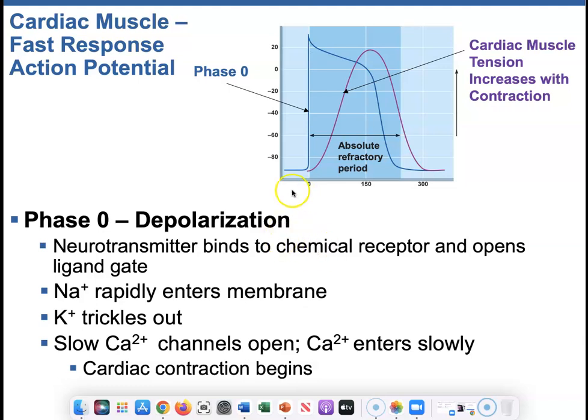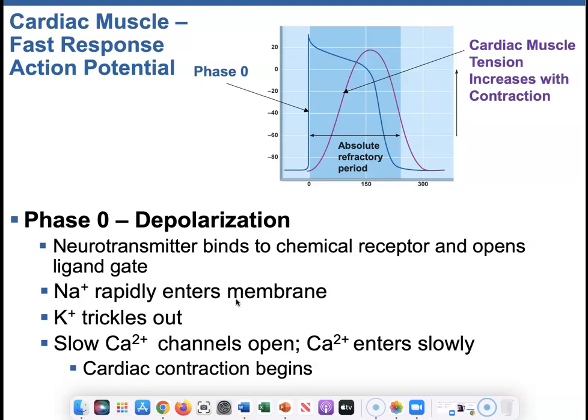If this was in the ventricles, exactly the same. This is the depolarization of the cardiac muscle cell in the ventricles. So what you're seeing is, okay, there goes the depolarization. So what happens is, just like before, sodium is going to rapidly enter the membrane.